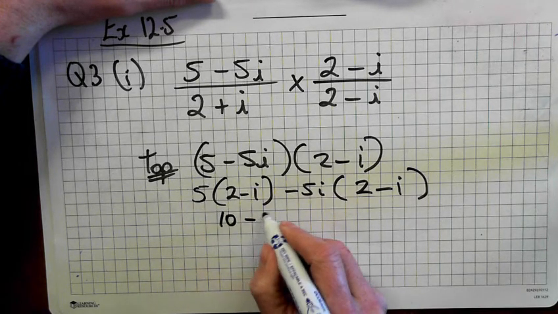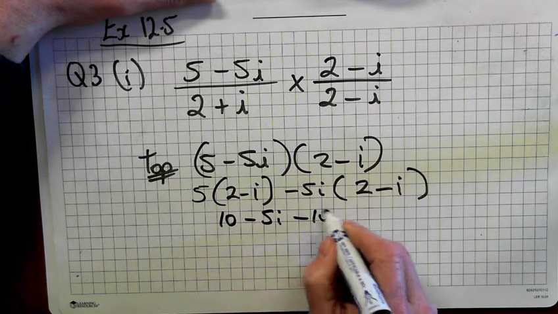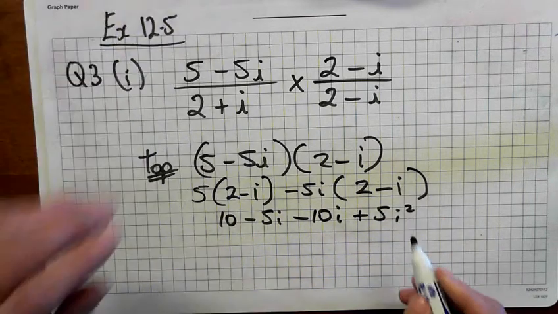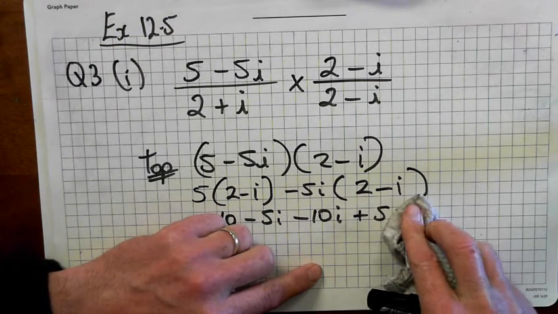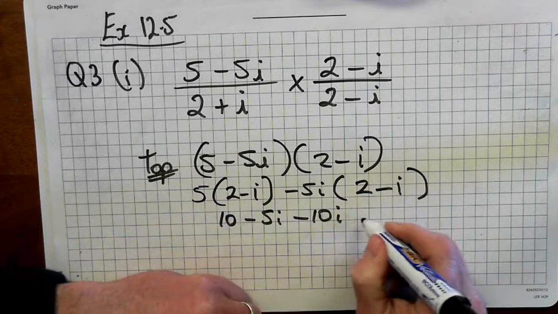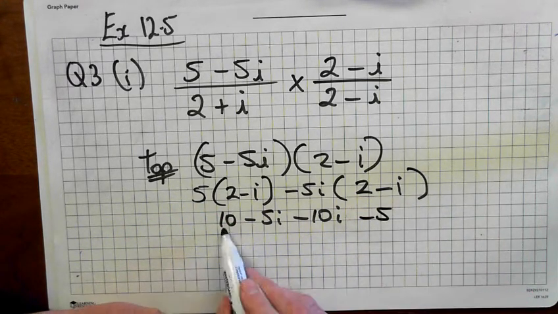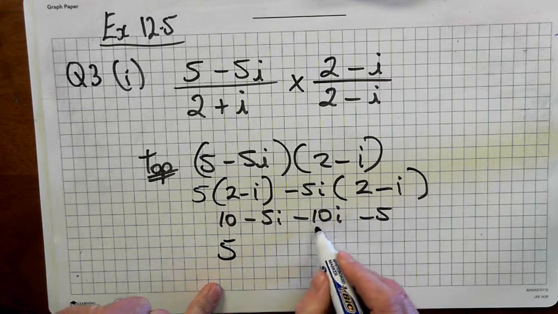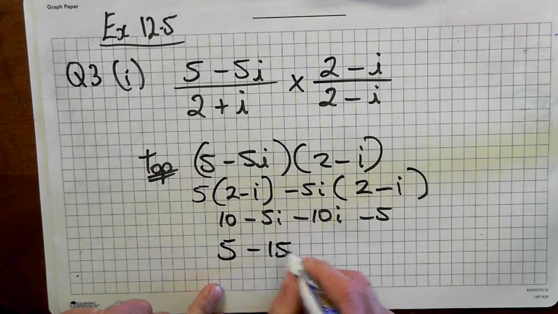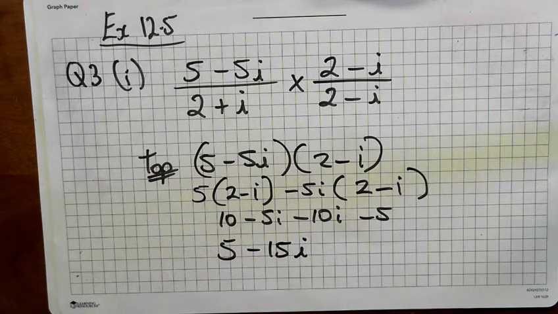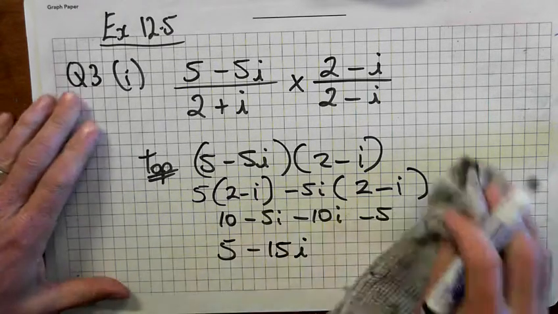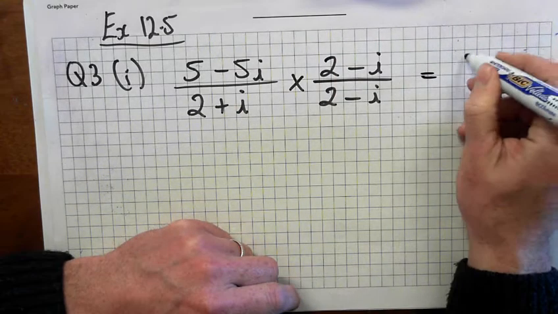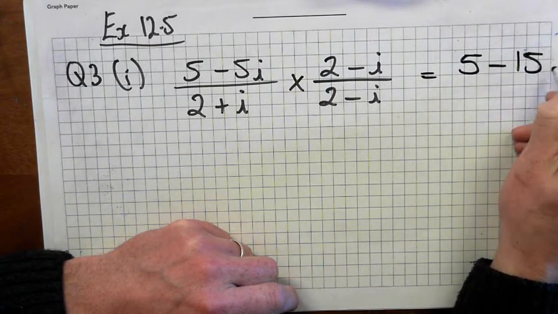10 minus 10i and plus 5i squared. i squared is minus 1. Minus 1 times plus 5. Alright, so we've got 10 minus 5, minus 5i minus 10i, minus 15i. So the top bit is equal to 5 minus 15i. After I multiply the top bit, I get 5 minus 15i.